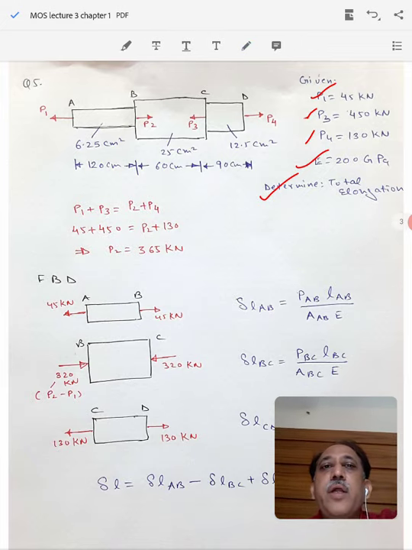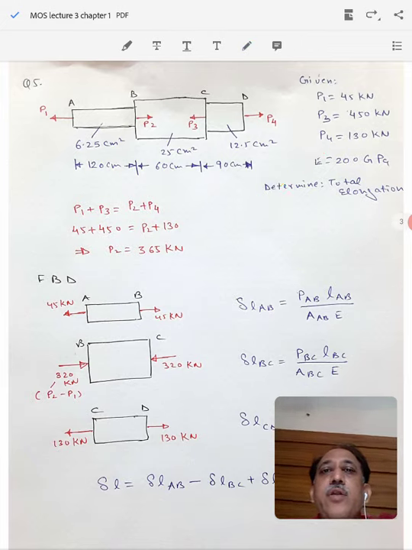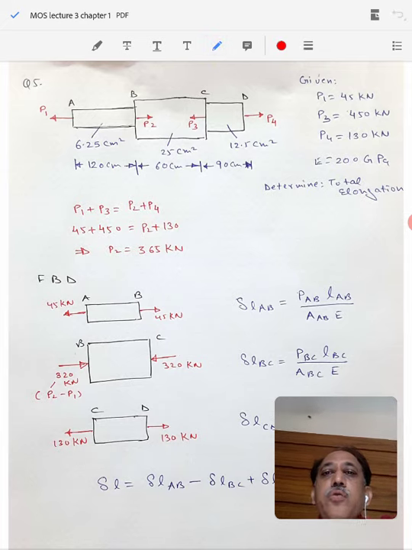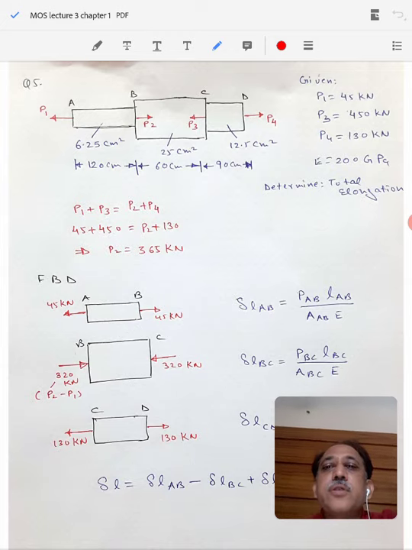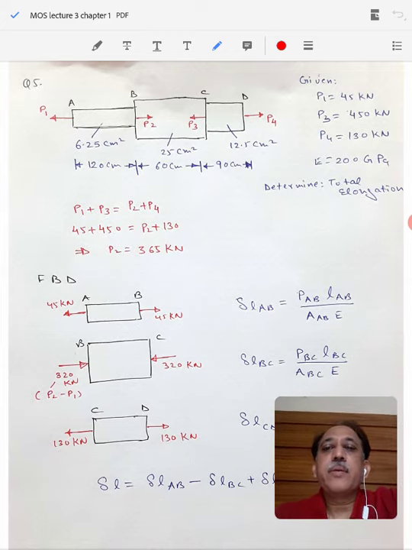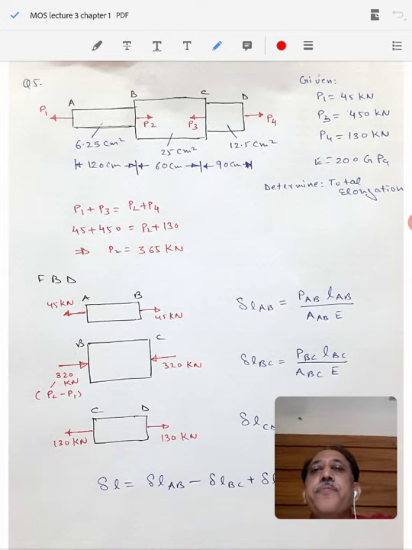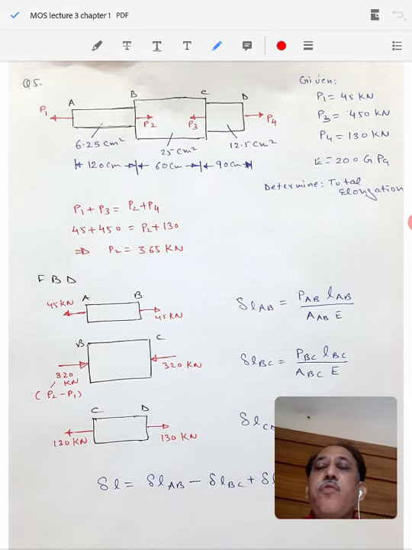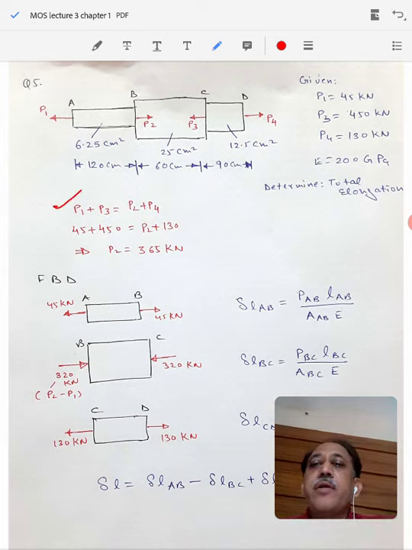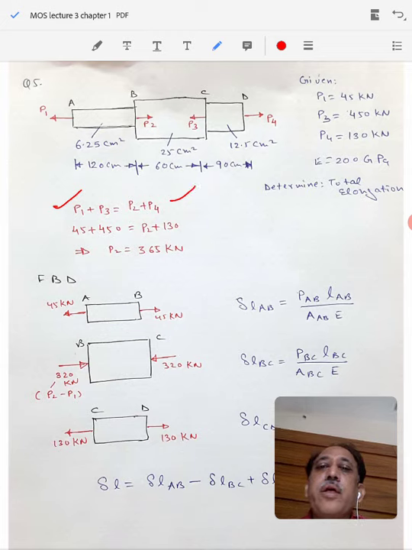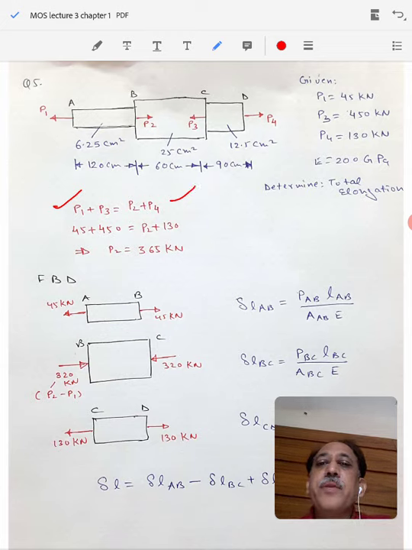So in order to calculate the value of load P2, we will apply the static equilibrium equation of the forces because this bar is in complete equilibrium. So we will see what forces are acting on the left hand side. Net forces acting on the left hand side are P1 plus P3, and the net forces acting on the right hand side are P2 plus P4. Now their sum should be equal. So we have used this equality here.